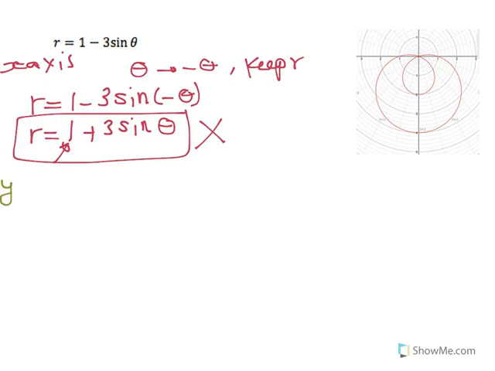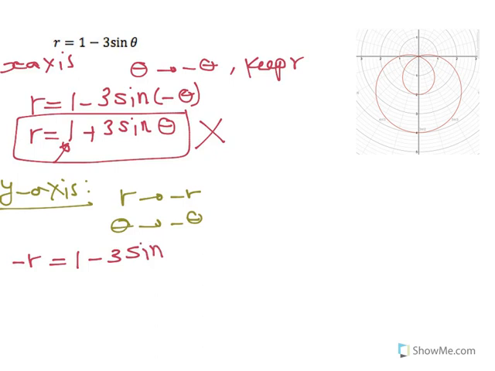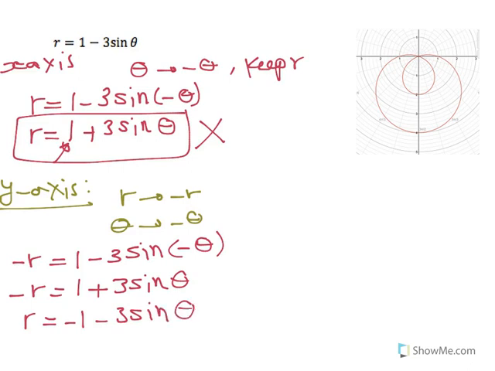So let's go ahead and try the y-axis test. For the y-axis, I know I replace r with minus r, theta with minus theta, so let's test this one. It's going to be minus r equals 1 minus 3 sine minus theta, so minus r equals, sine is an odd function, still it's going to be 1 plus 3 sine theta. Multiplied by negative 1, that's going to be minus 1 minus 3 sine theta, again negative, that means I have to try one more test.